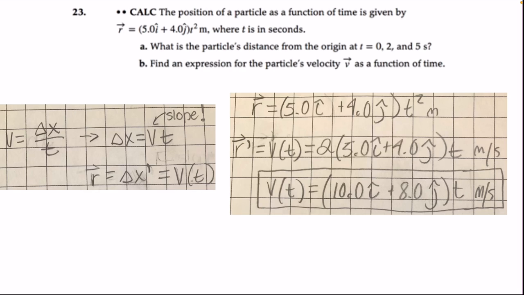Once you do that, you just use the power rule to subtract a power from the t and pull that 2 into the front. Then I just factored that 2 back into the vector component expression, and our equation ends up being v equals (10.0 i hat plus 8.0 j hat) times t. So that is going to be our final differentiation for part B.